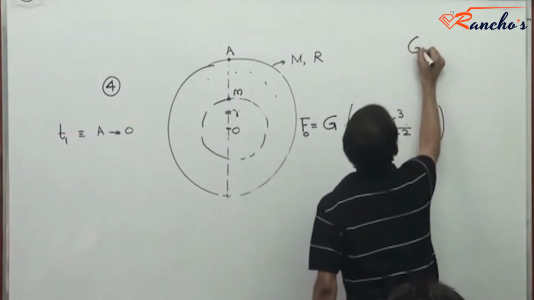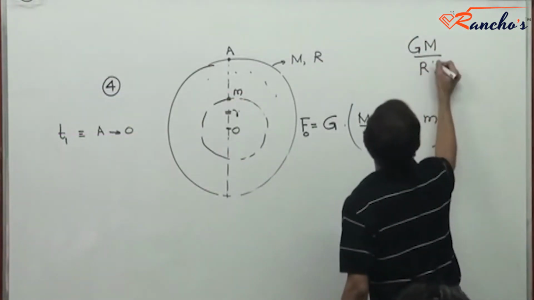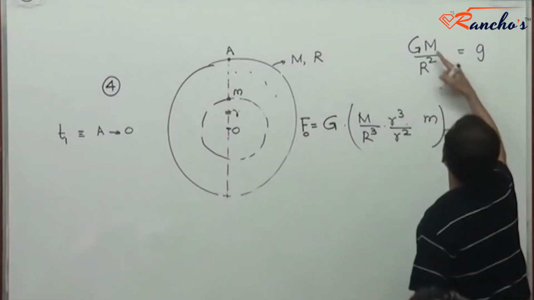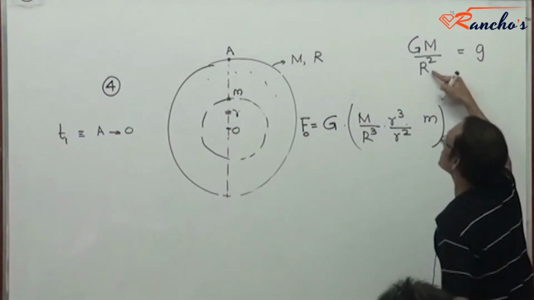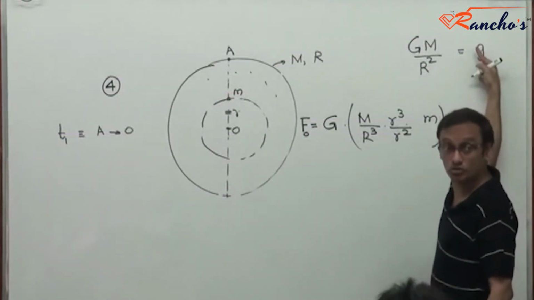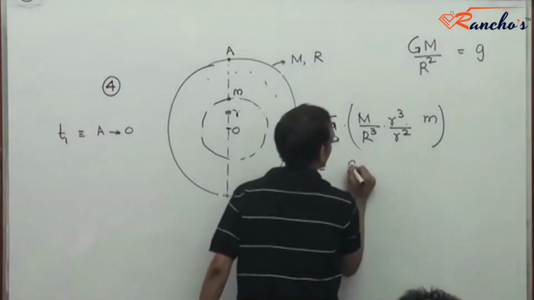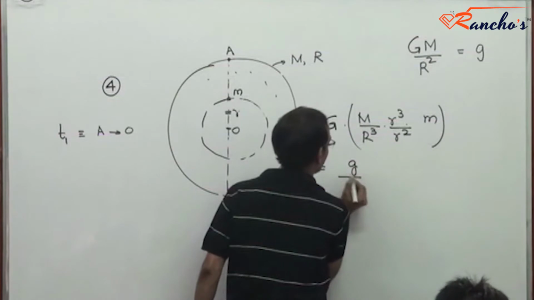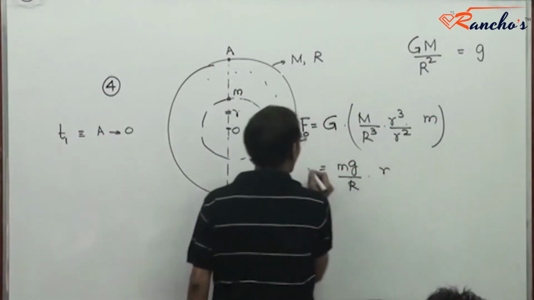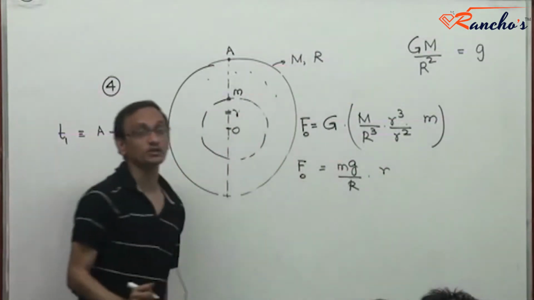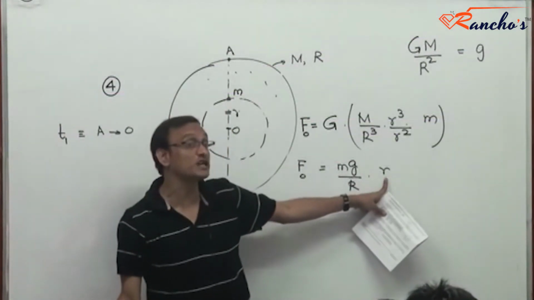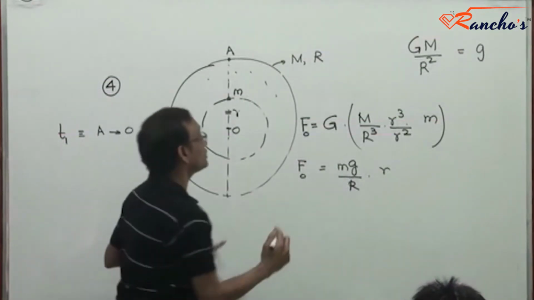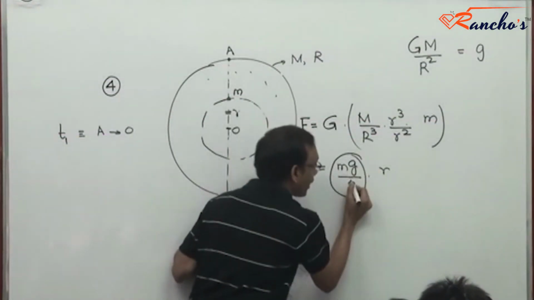And realize that GM by capital R squared is g on the surface of the earth. So GM could be written as g on the surface into R squared. So the force is mg by R into small r. That's the force that it experiences towards the center of the earth, which is proportional to the distance from the center of the earth. The motion of small m therefore is simple harmonic, with the force constant being mg by R.